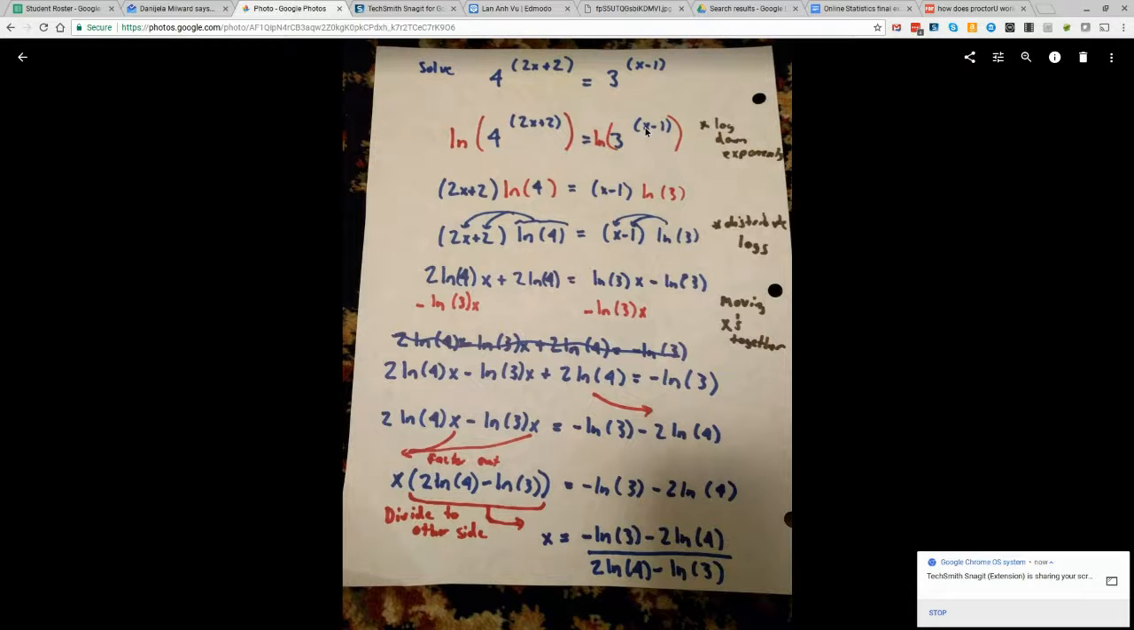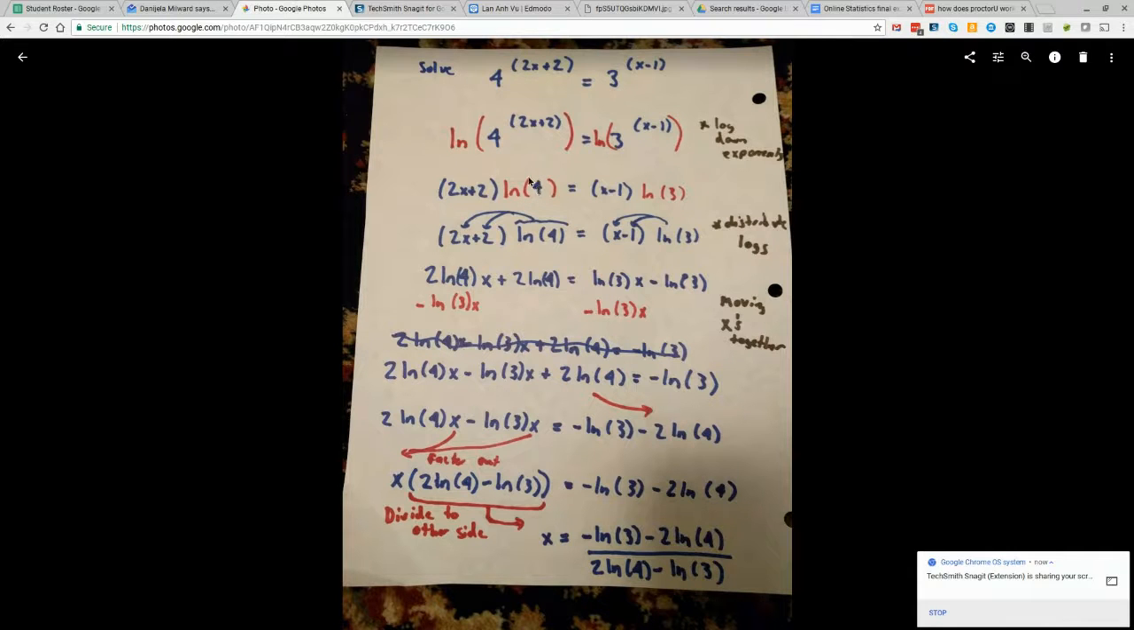Okay, so that's what I do in the first step here. I'm natural logging both sides. That allows me to pull down the exponent here, 2x plus 2, and then this is just natural log of 4 is equal to the exponent here, x minus 1 times natural log of 3. Now, I know it doesn't look like it at all, but it's kind of just a linear equation when you think about it.